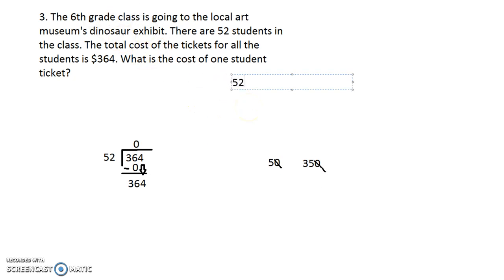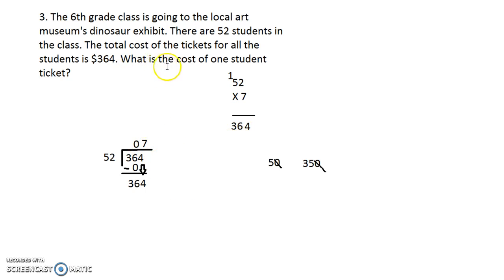So 52 times 7 equals, let me see here, 7 times 2 is 14. So I'll bring my 1 over here and regroup. 7 times 5 is 35 plus the 1 equals 36, right? All right, 364. Hey, look at that, the number works perfectly. So I'm going to put 7 here.